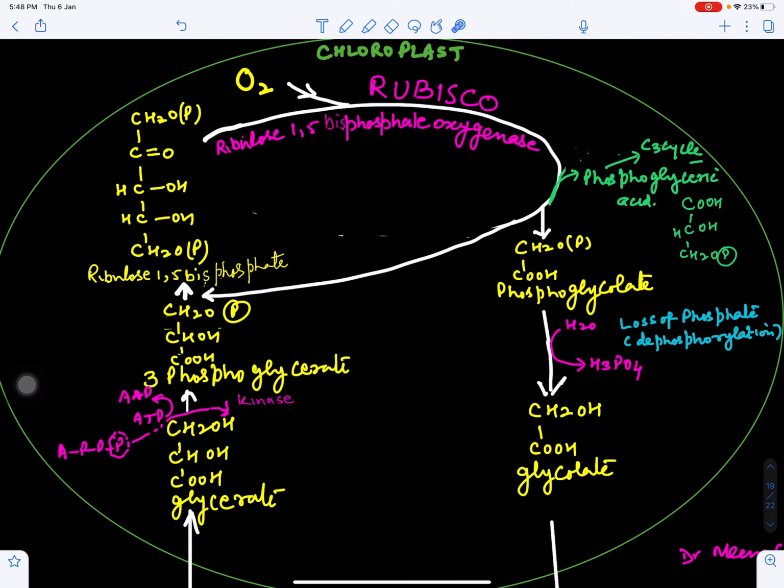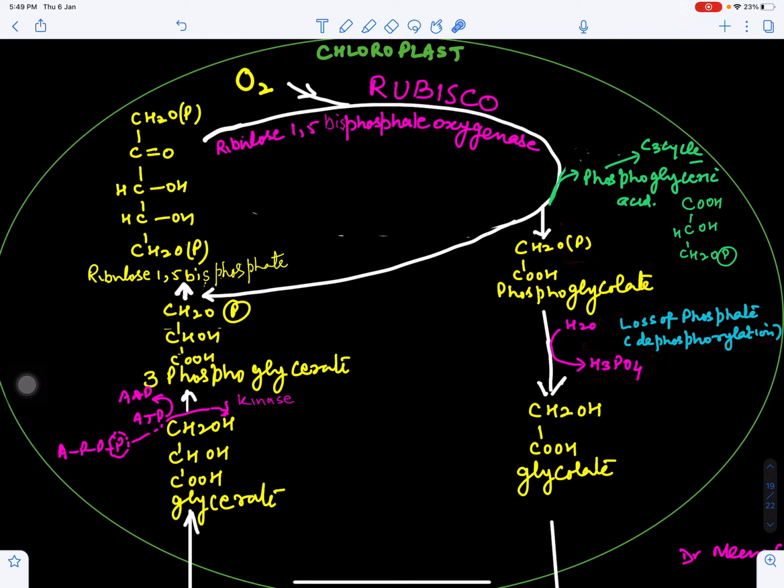Now, this phosphoglycolate will enter into photorespiration. The phosphoglyceric acid will enter into the C3 cycle. This will go into the Calvin cycle. I have discussed the Calvin cycle in detail in a separate video, and the link will be shared in the description box. Now, we'll see what happens to phosphoglycolate. This phosphoglycolate will lose its phosphorus. The phosphate will be accepted by water, and water will be converted to phosphoric acid, H3PO4. This loss of phosphorus is called dephosphorylation.